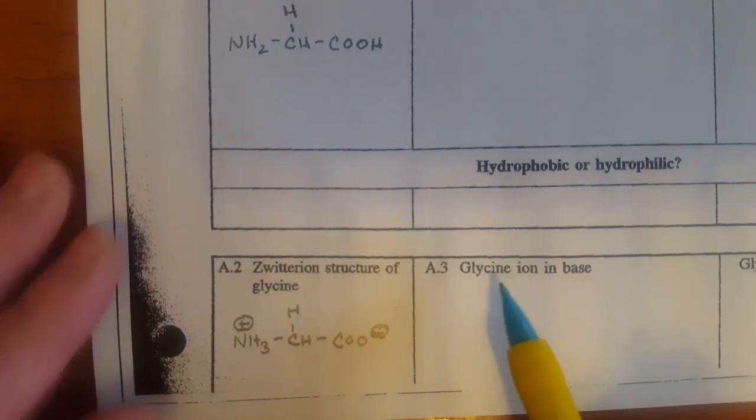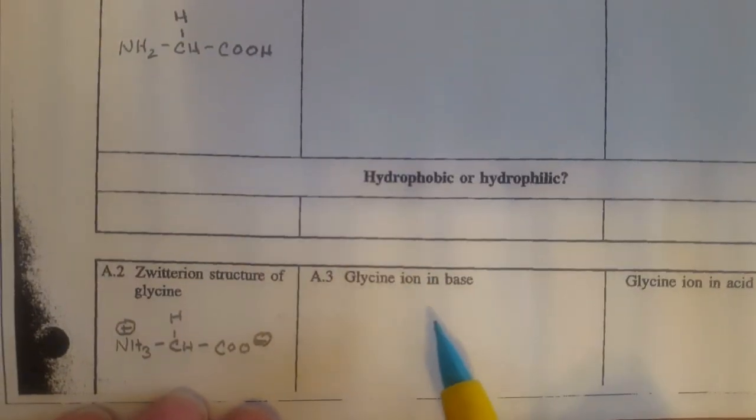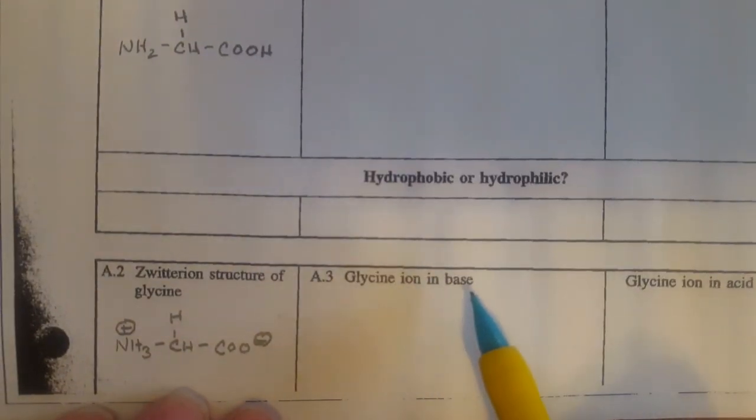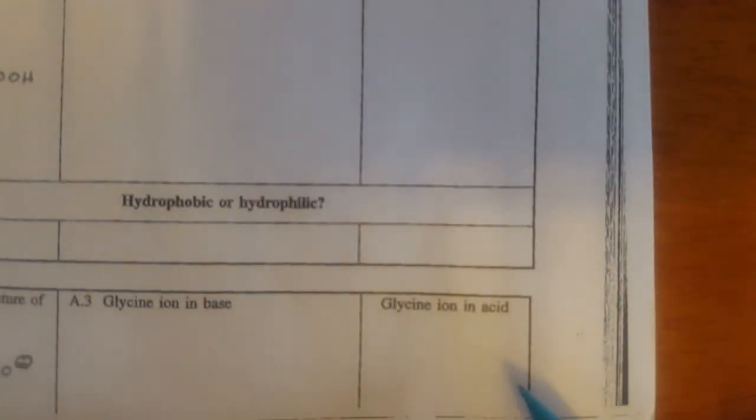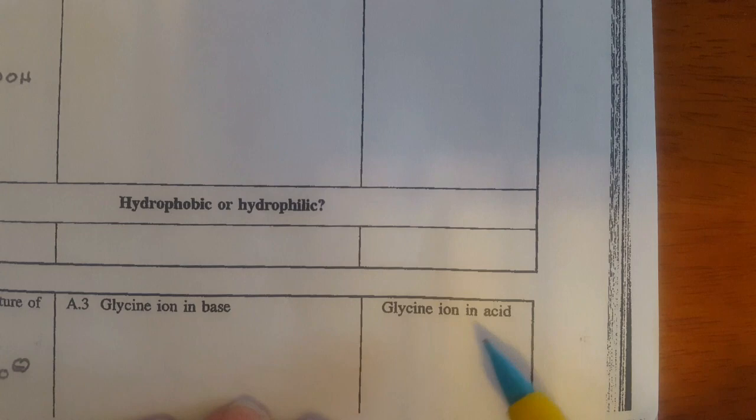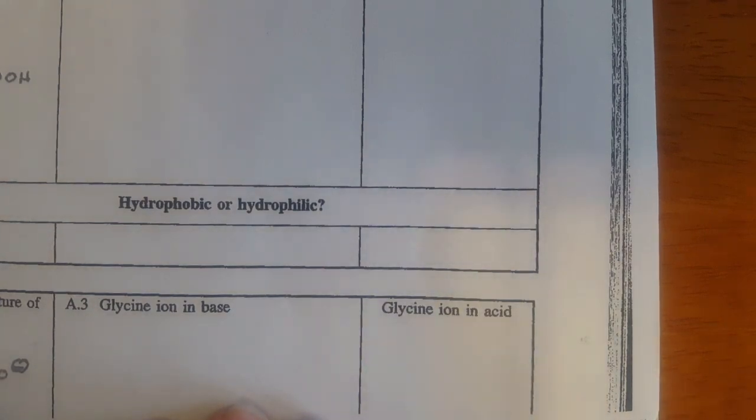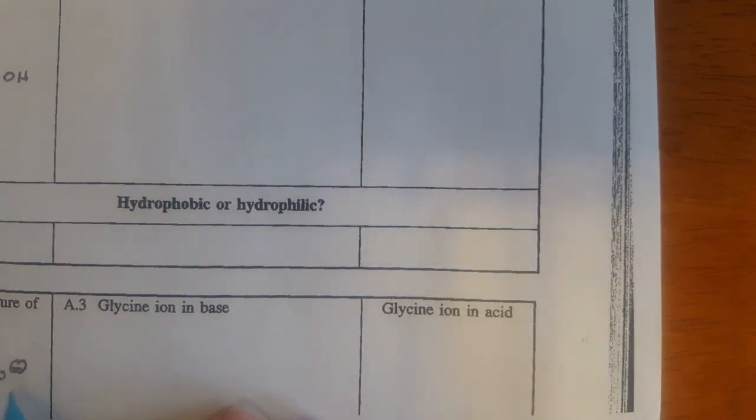You're going to draw glycine as a structure that occurs in base, which means you're going to pick off one of these hydrogen ions and redraw it. And then you're going to draw it as glycine in acid, which means you're going to take this zwitterion and add a hydrogen, and this becomes 1 plus. So you draw that in these boxes.